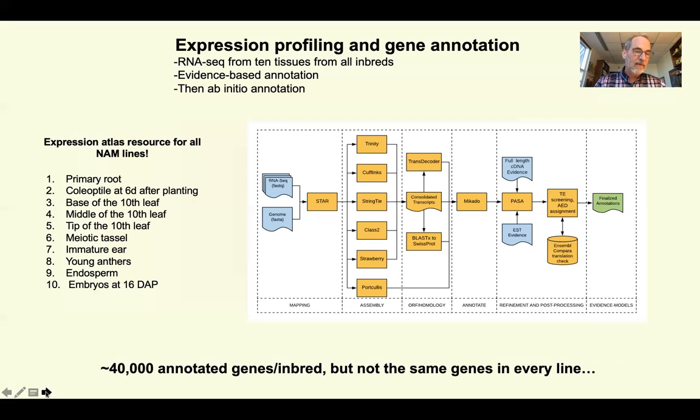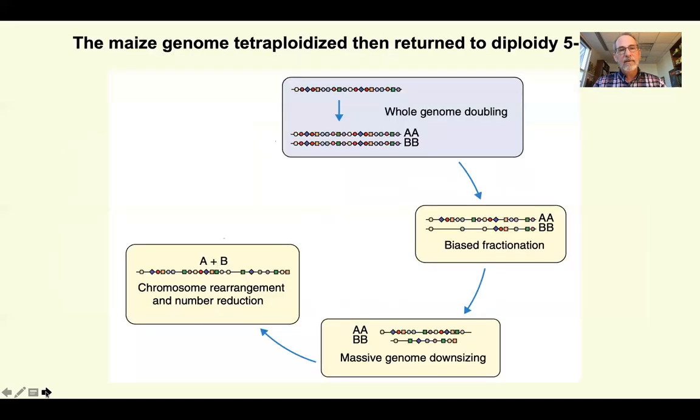So in fact, different lines differ with the number of genes or type of genes present, and this type of variation is called presence-absence variation for gene content. And so this comes from a couple of sources.